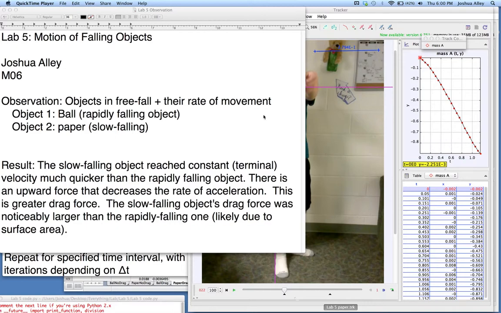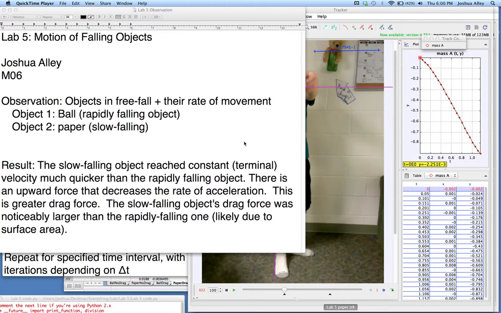This lab begins with the motion of falling objects. The observation is of two objects in free fall and the rate at which their velocities are changing. Object number 1 is a ball, which is a rapidly falling object. Object number 2 is a piece of paper, which is a slow falling object. Both objects are initially at rest and are held above the ground at some height.